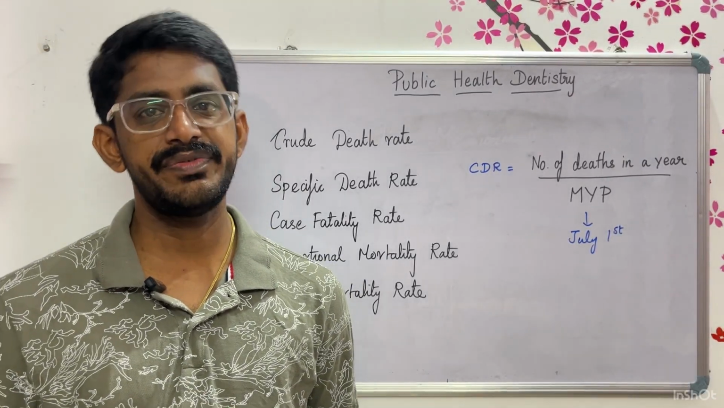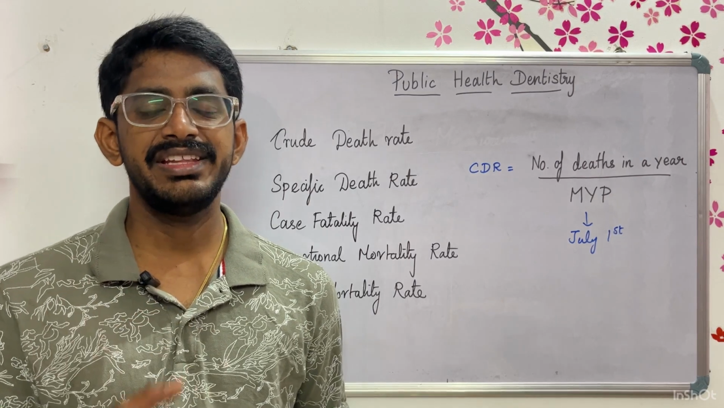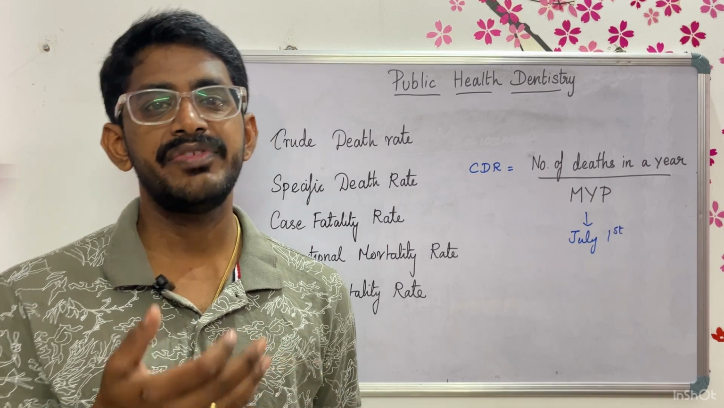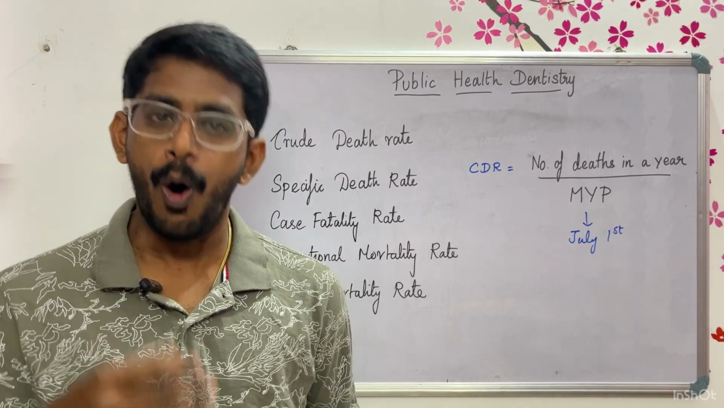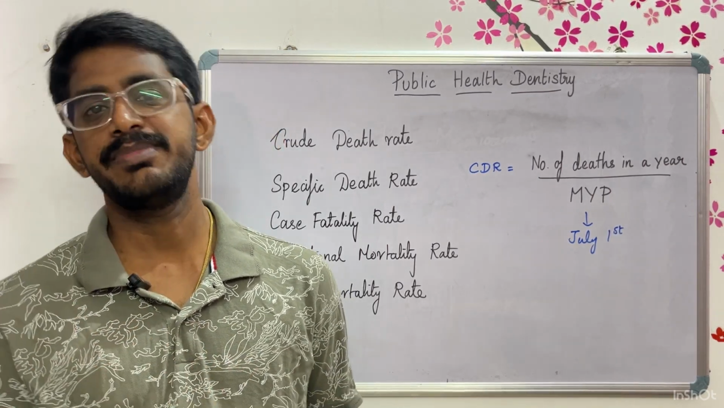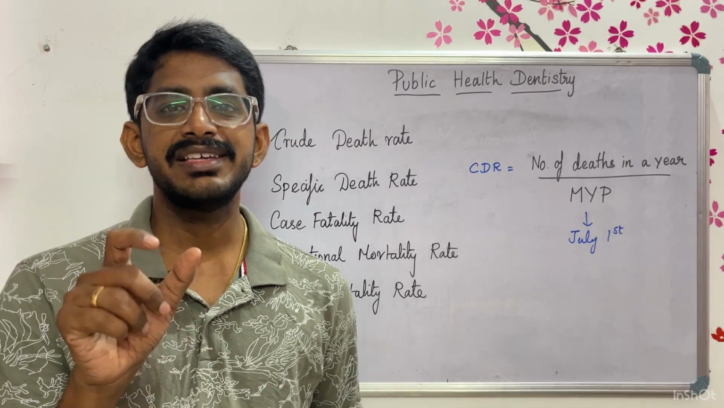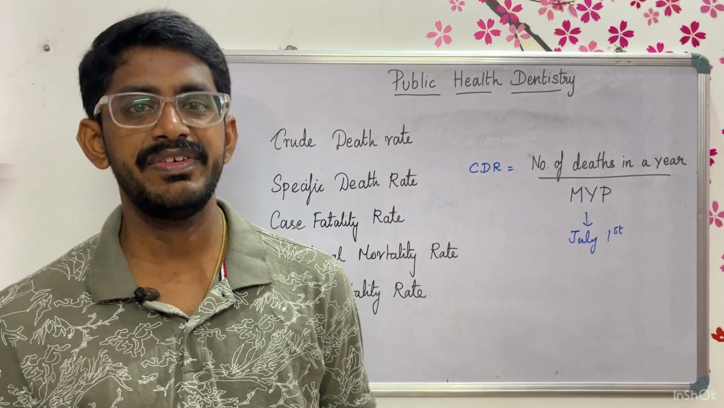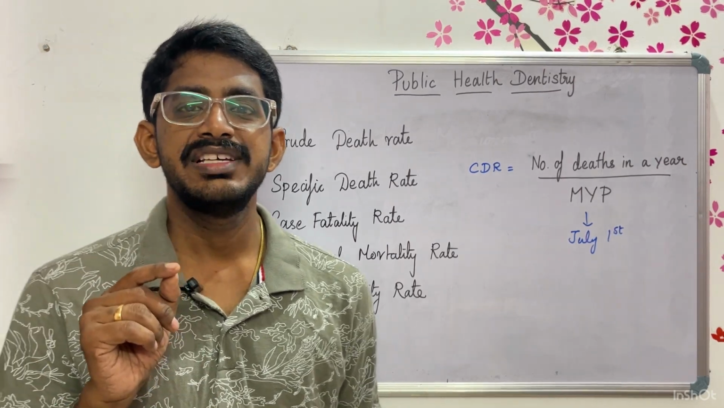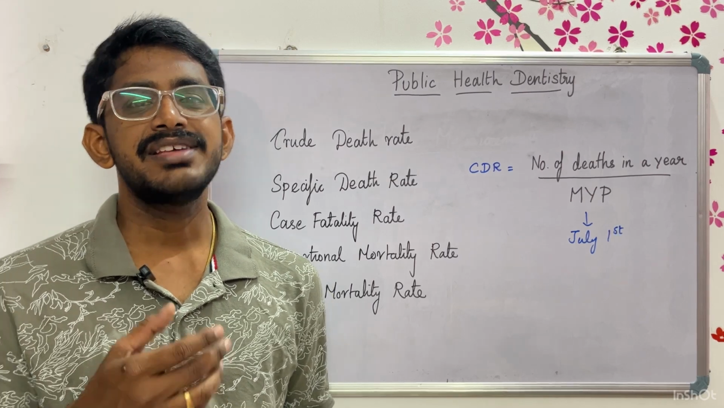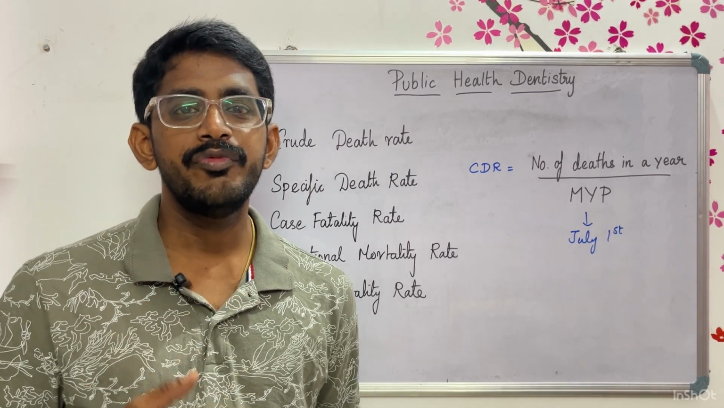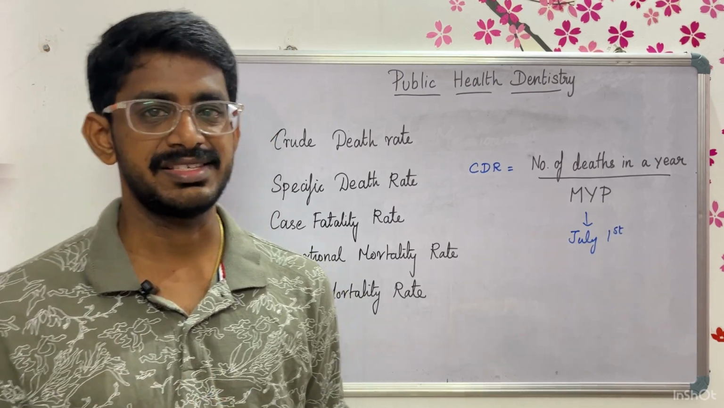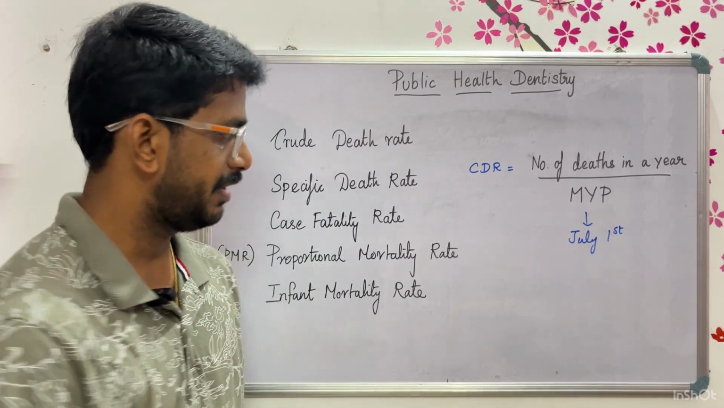Next indicator being specific death rate. The word specific means specific to any particular group, for example males, females, infants or elderly people, or it could be cause or disease specific. If we make a small tweak in the previous formula, we can understand what is called a specific death rate. Let us assume we can measure specific death rate due to heart diseases. So let us make this tweak in the formula.